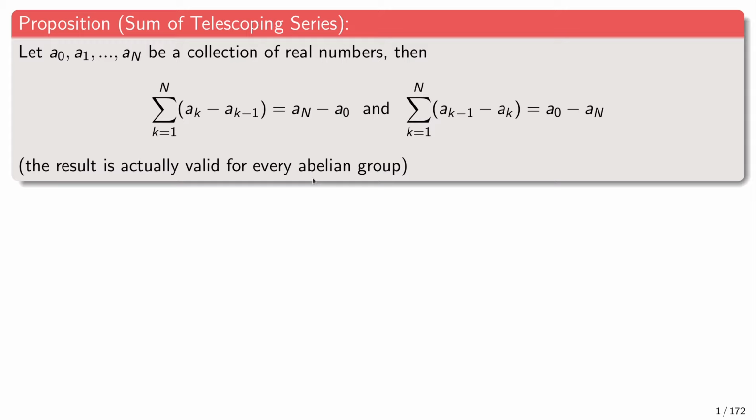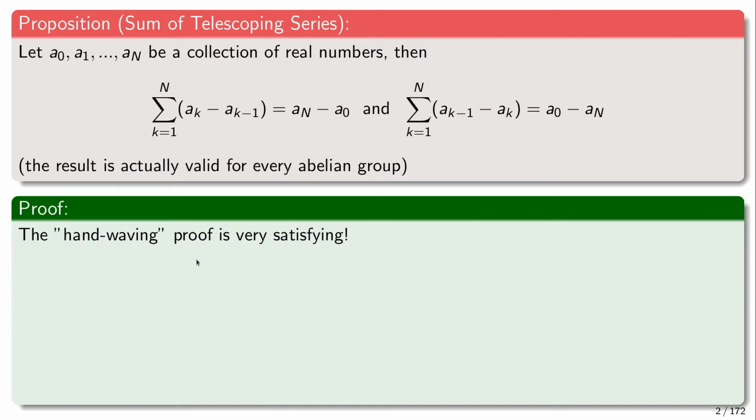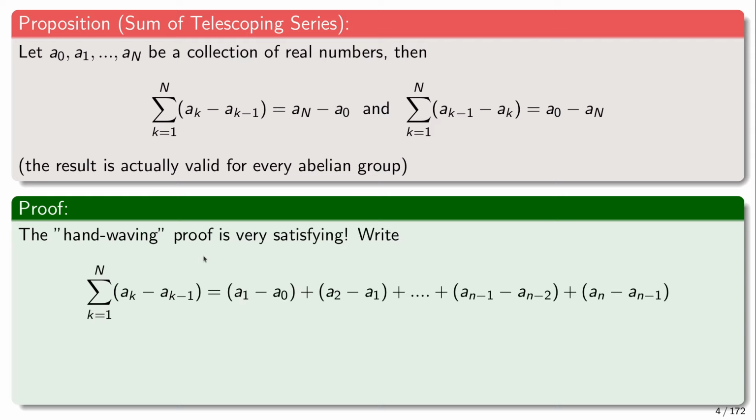So let's prove this formula, and we'll give a couple of proofs. The first proof is the hand waving proof, which is very satisfying, I would say. If we take the sum and write all of the elements in this summation in this way, I prefer writing this way because I think it's more formal, but just to get a feel of what is going on here. As you can see, here we have the term a1, and here we have the same term a1 with a negative sign, so they will cancel out.